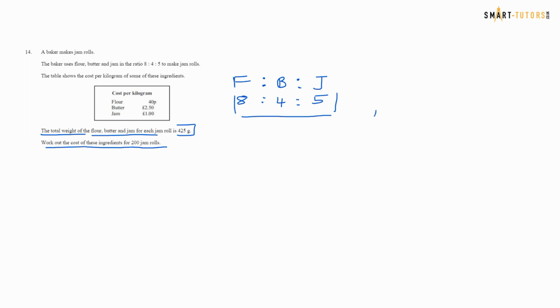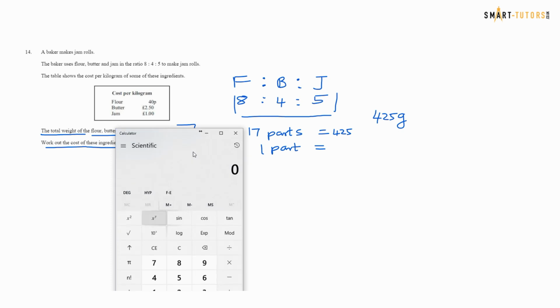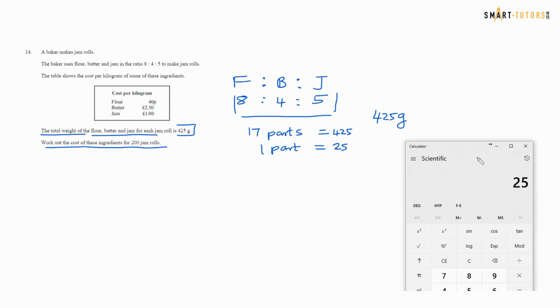So first of all, 425 gram is the total weight. So we need to find out 8 plus 4 is 12, 12 plus 5 is 17. So 17 parts equal 425. So 1 part is going to be, so we can do it, it's a calculator paper question. So 425 divided by 17. So it's going to be 25. So 25 is the 1 part.